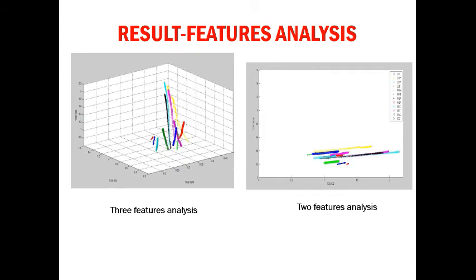Based on the results of the 3 feature analysis and the 2 feature analysis, we can plot them. We can see that for the 2 feature analysis, the signals are overlapping, and for the 3 feature analysis, the spatial separation is clearer compared to the 2-dimensional plot. So we can indicate that a combination of 3 sensors will give good accuracy when we use it as the input for classification.